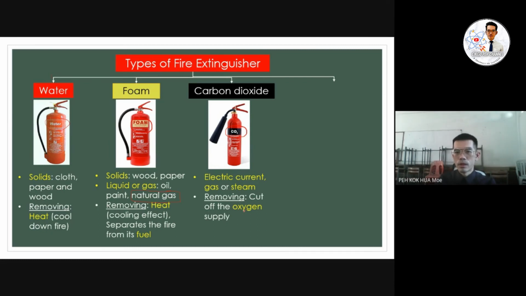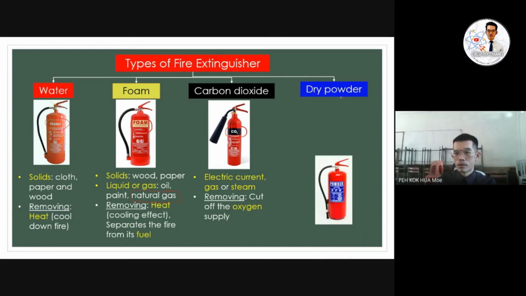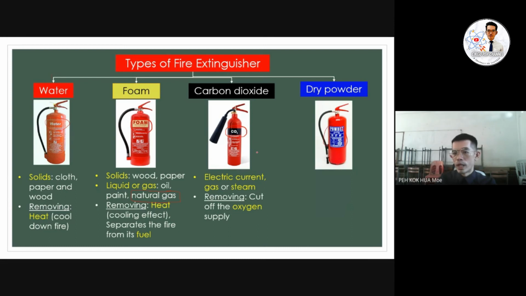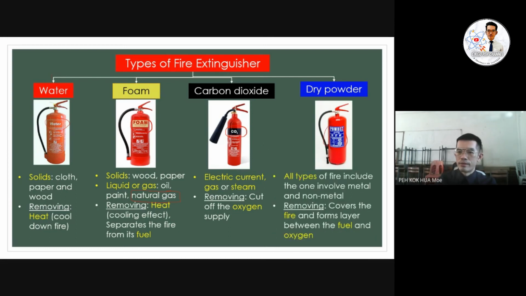The 4th type of fire extinguisher here is the dry powder type, which is labeled with the blue color. It can put off all types of fire, including those involving metal and non-metal. The dry powder is able to smother the fire and form a layer between the fuel and the oxygen. So that is how it actually puts off the fire.